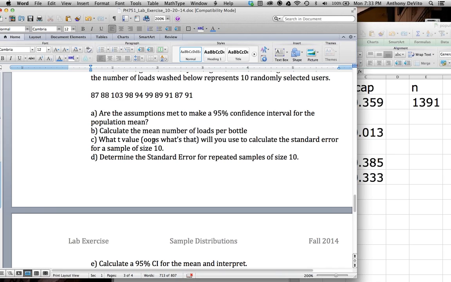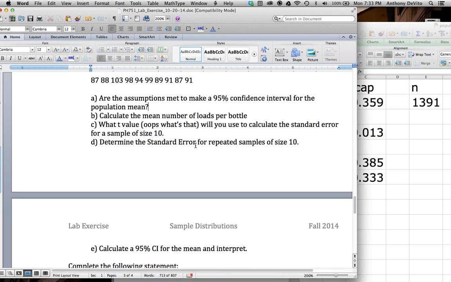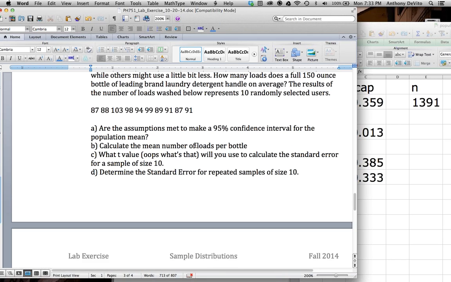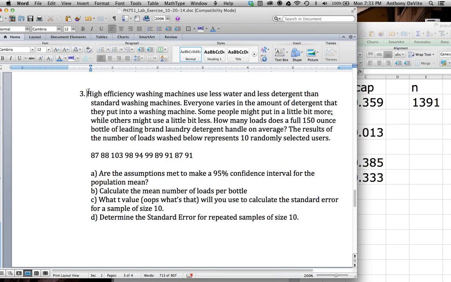Then we're going to calculate the standard deviation. Now notice that I didn't do this for everybody that washes stuff, right? I only did this for 10 people. So what have I not given you here? I haven't given you the standard deviation for the number of loads that the entire population gets out of this. So we're stuck. We can calculate the mean for the sample just by adding up these 10 numbers and dividing by 10, right? But I don't have a standard deviation for the population. So where am I going to get my standard deviation?